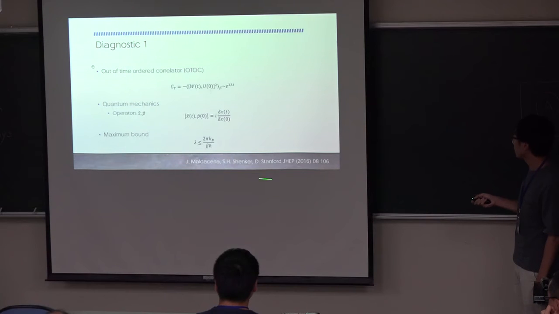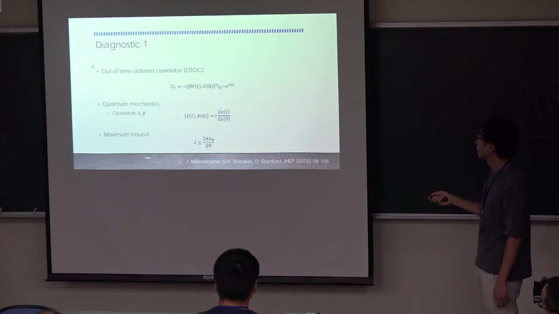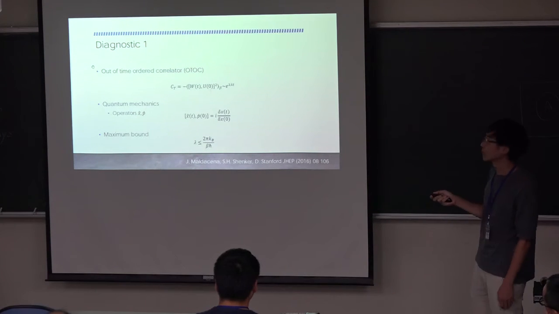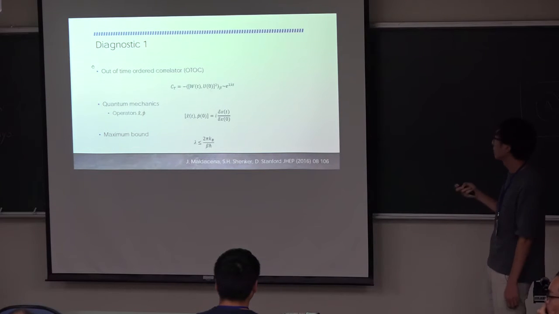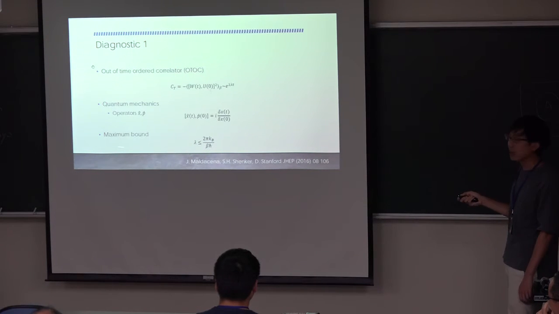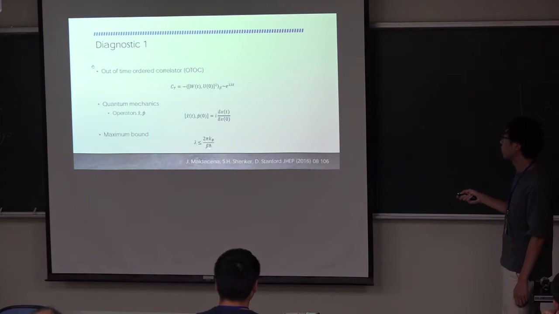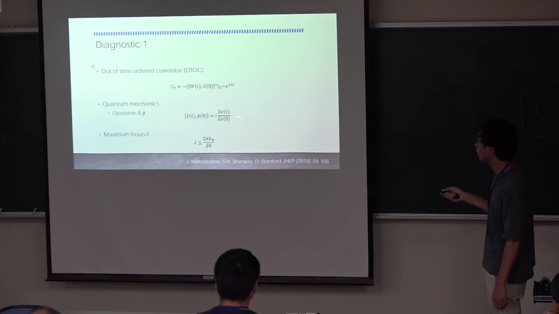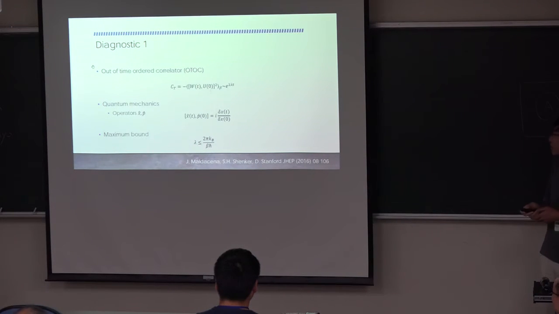And back in 2016, these three researchers computed this out-of-time order correlator, and they observed a very interesting feature: in quantum chaos, there seems to be a maximum bound governed by 2 pi k_B over beta h bar, which is not true in the classical chaos case, where there is no such bound. At least, people have not found such a bound for the classical chaos case.